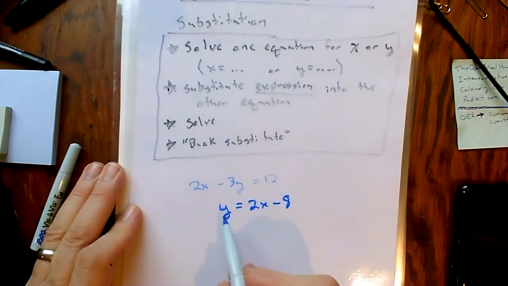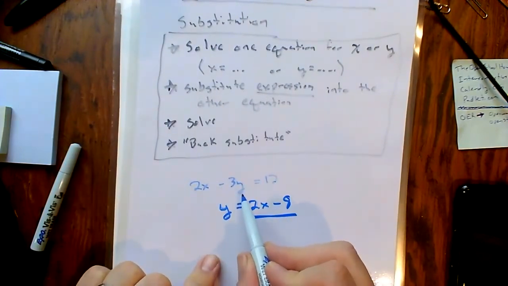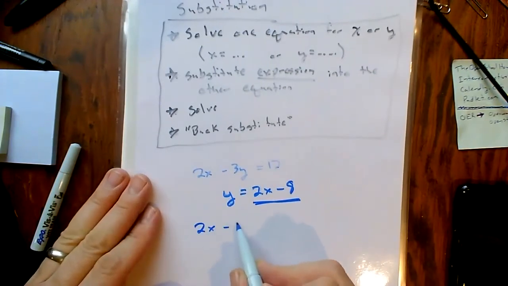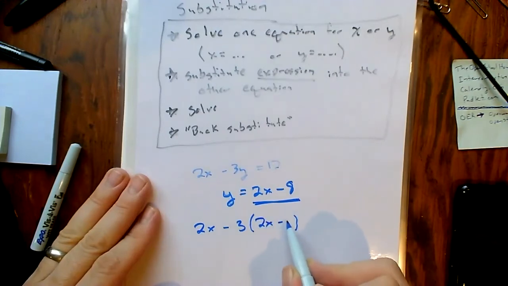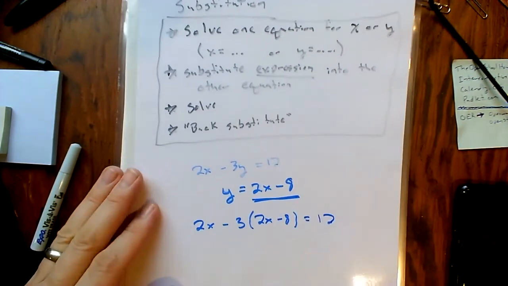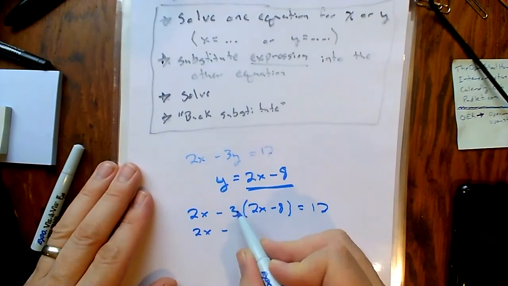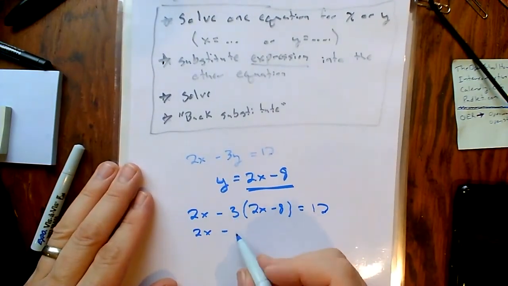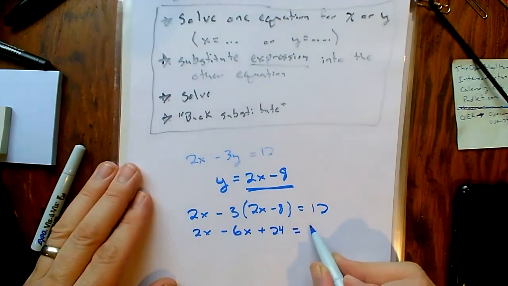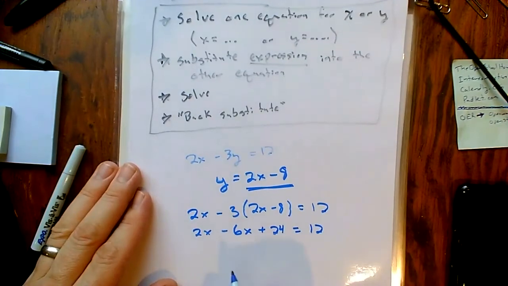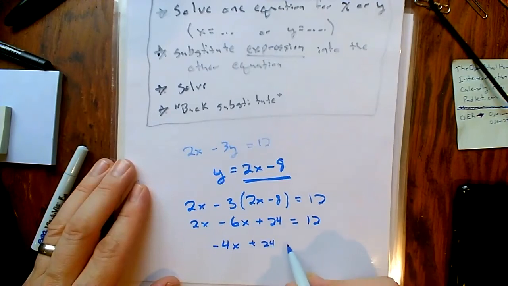So what I'm going to do is take this expression and substitute it in for this y. So it's 2x minus 3y, but things that are equal are interchangeable. So this is going to be 2x minus 3 times (2x minus 8) is equal to our 12. And then from here, we can go ahead and solve. So I've got 2x minus, I'm distributing through a -3, so it's going to be minus 6x plus 24 is equal to our 12. I'll combine my like terms, so I've got minus 4x plus 24 is equal to 12.